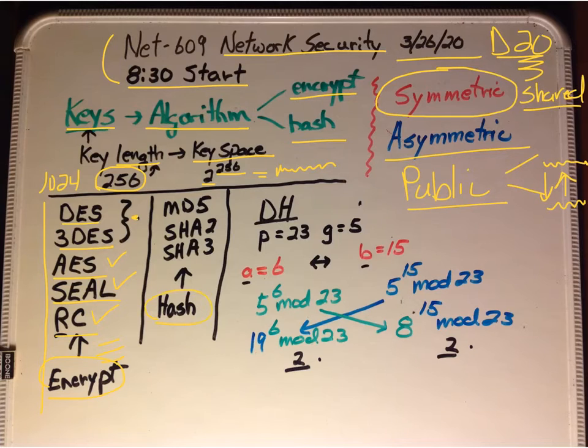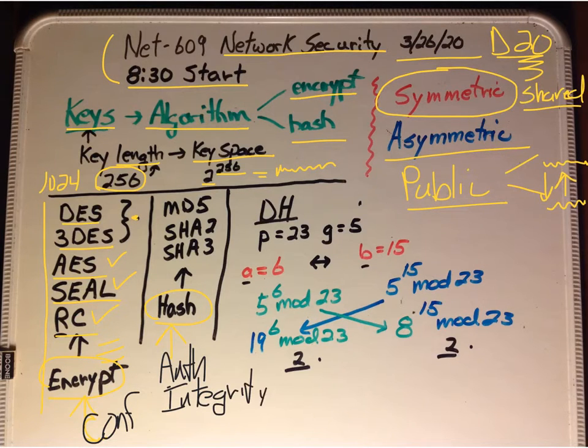We use these to hash, and we also remember hashing. Encryption tends to be confidentiality. Here we can use hashing for integrity, and integrity and authentication. Confidentiality, encryption. Okay?